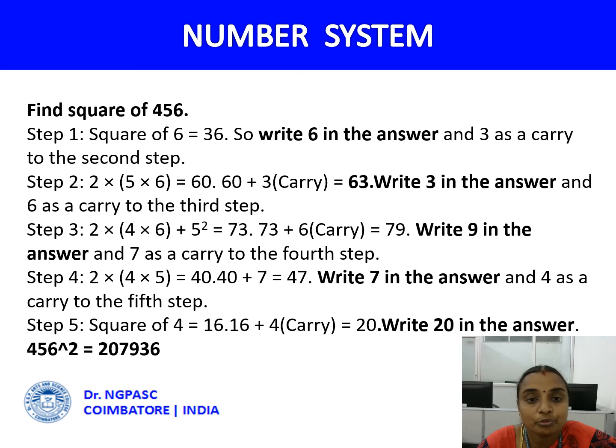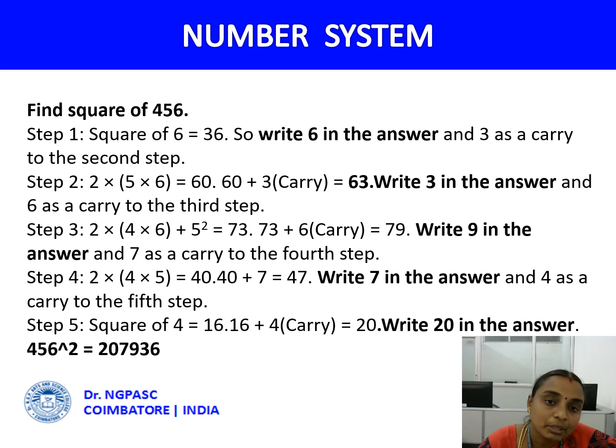So the process works for 3-digit numbers also. See here, 456. First the square of the last digit, that is the unit place. Then step 2 is 2 into tens place into unit place. Then step 3 is 2 into hundreds place and unit place. Then step 4 is 2 into hundreds place and tens place. Then step 5 is square of the hundreds place. So for step 1 and step 5, you have to remember easily.